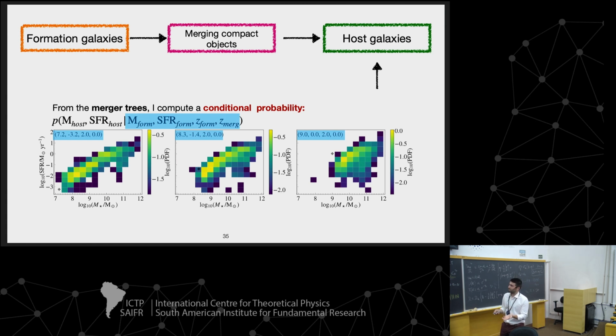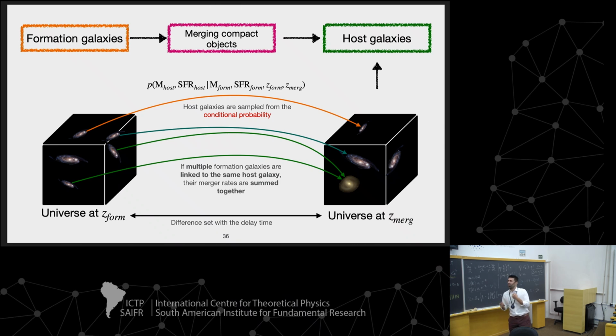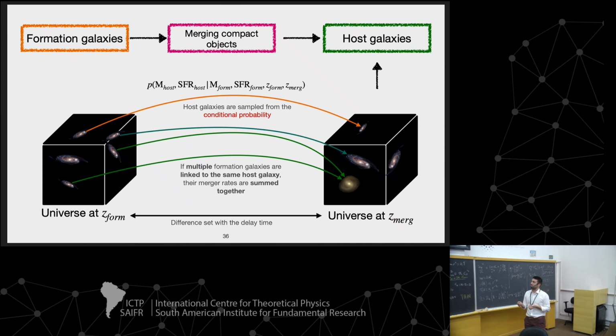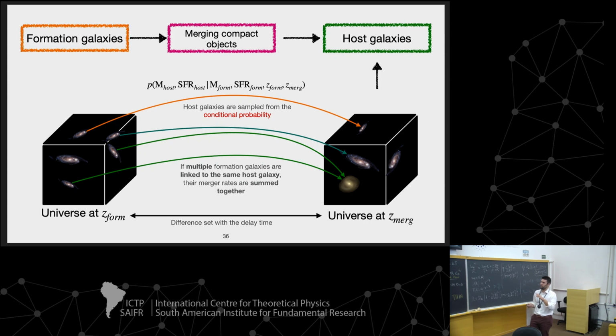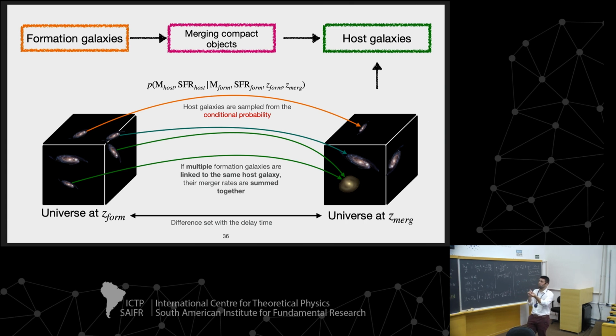Let me be extra clear. So what we do is this: we have our universe at z_form. So this is the universe at the formation redshift, and our universe at the merger redshift. These two universes speak because we inject compact objects here, and they merge here. So the connection comes from the delay time, basically, when the compact object forms and when the compact object merges.